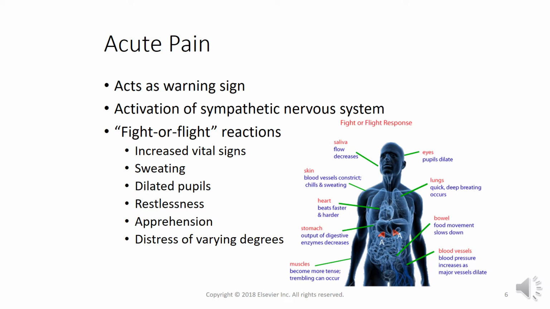We can categorize pain by how long it lasts. Acute pain usually acts as a warning sign. And many times with acute pain, you'll see a fight or flight response. You're going to see the increased vitals, sweating, dilated pupils, protection of the injured area, so guarding of the injured area. The patient will often be restless. They'll be drawing away from the painful stimuli. And if it's really bad pain, they'll have the inability to concentrate. They'll be apprehensive and just an overall varying degree of distress.